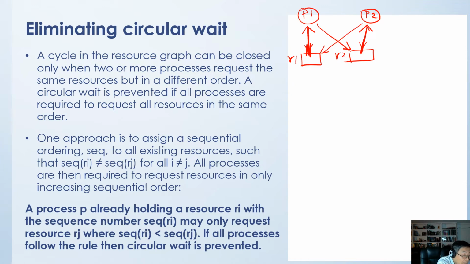Now that's the potential for deadlock. Can you see the deadlock? Because you have a closed circle right now. Process 1 requests R2, and R2 is currently held by process 2, and process 2 requests R1, which is currently held by process 1. So then you have a closed circle. Now, in order to eliminate this closed circle, one approach is to assign a sequential ordering, we call it SEQ, to all existing resources.